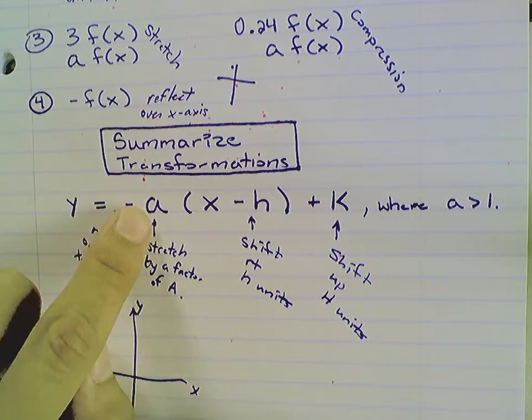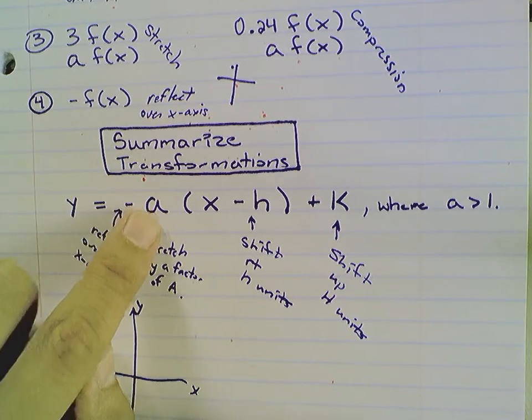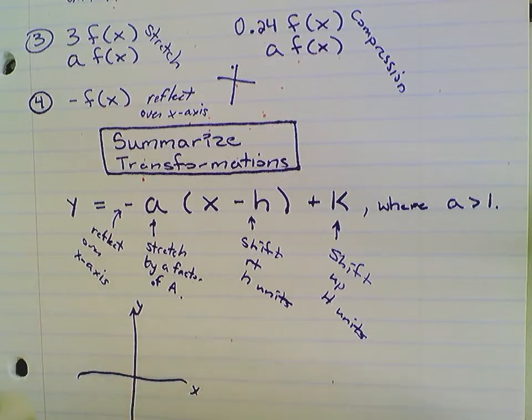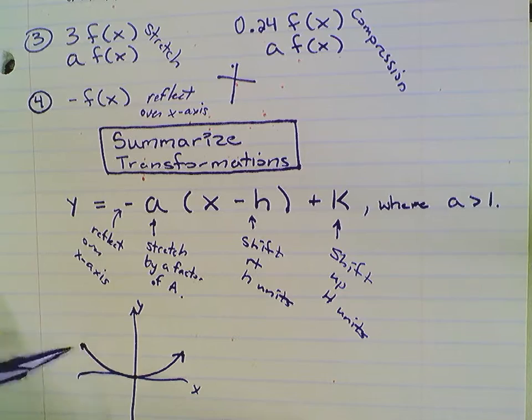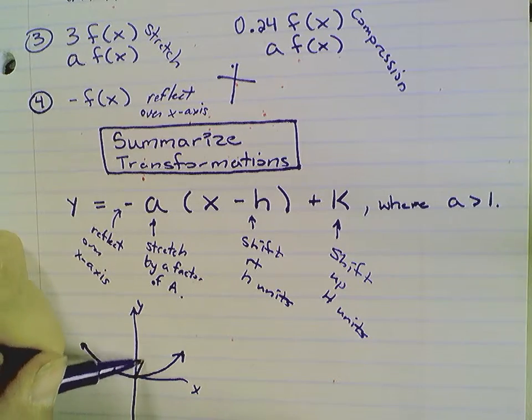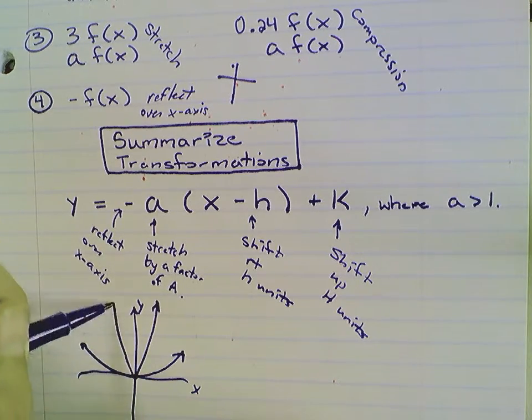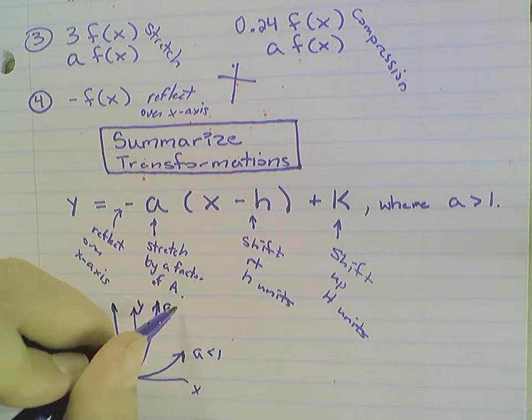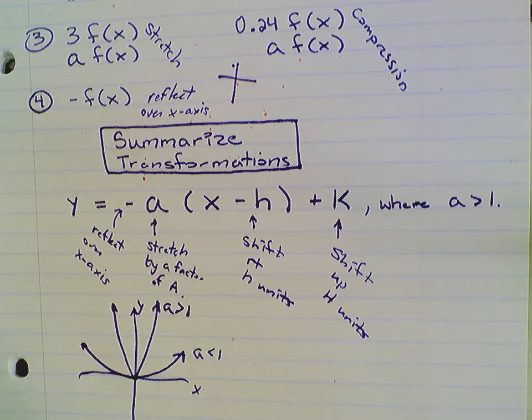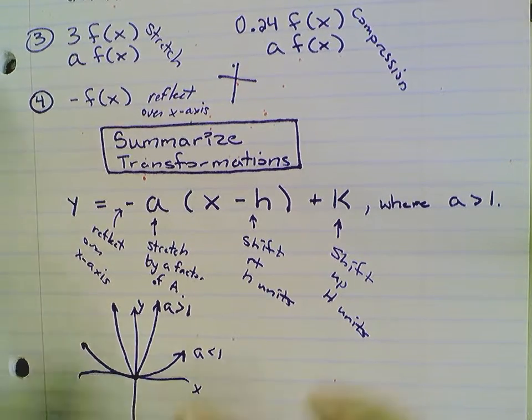A I like to think of as my amplitude or my altitude. It's telling me how much stretch is in the graph, whether the graph is going to be wide if a is less than 1, or maybe a is bigger than 1, and so it's going to stretch vertically like this. So once again, this is where a is less than 1, this is where a is greater than 1. Okay? And once again, that's just a parabola, but this works for all functions.